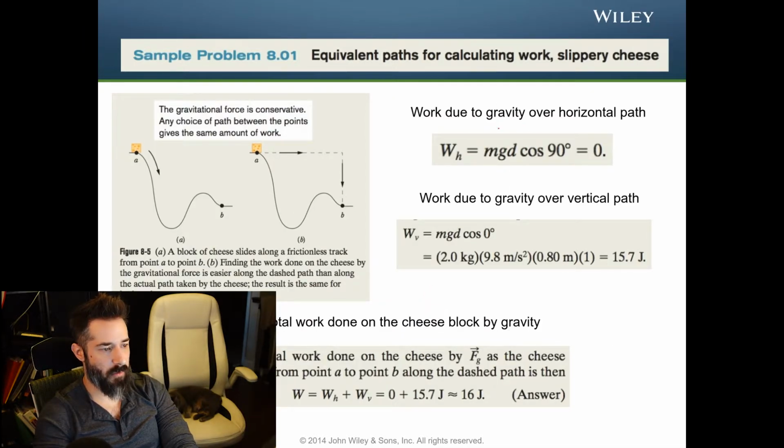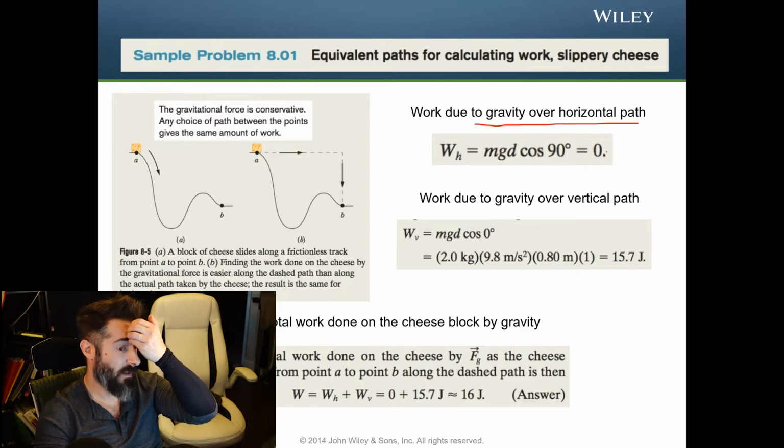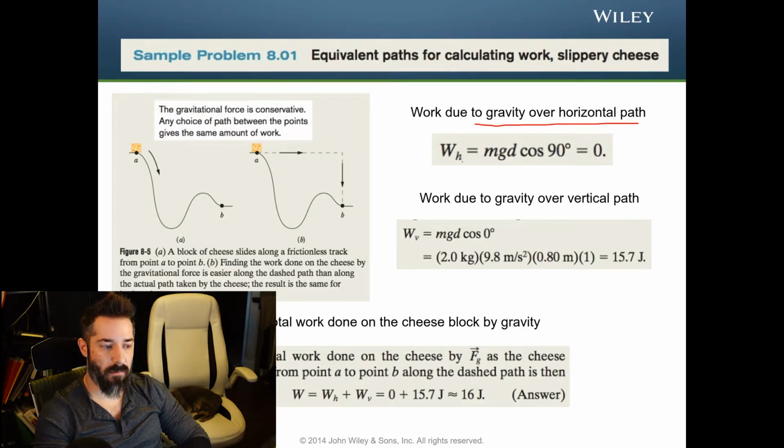Okay, so if we look at this again, the work done in the horizontal path is cos 90, therefore it's 0. Right, so the work being done in the horizontal is 0. The work done towards the gravity portion is then an answer, right? We have a numerical answer depending on what the inputs are of mgd.